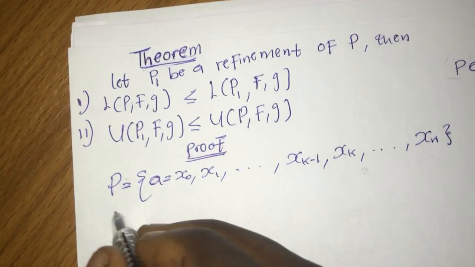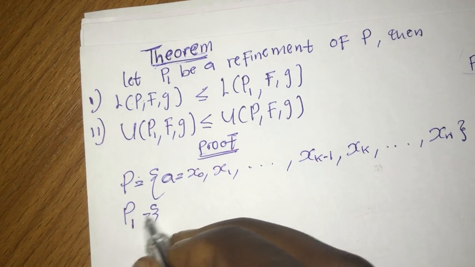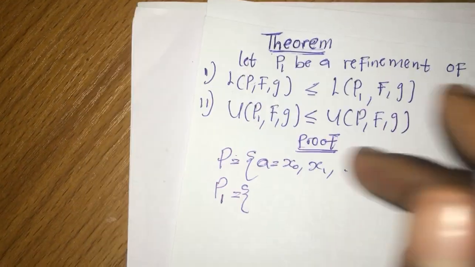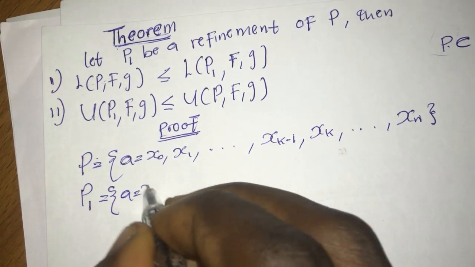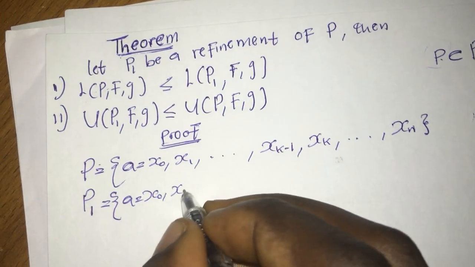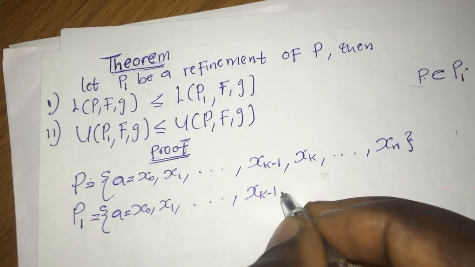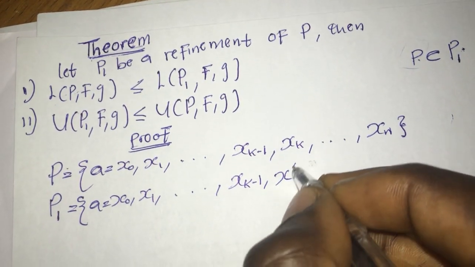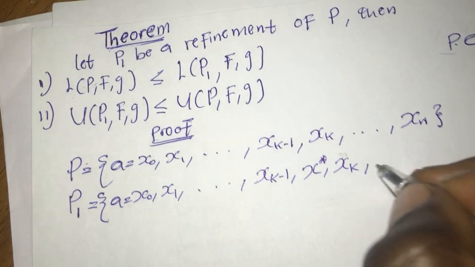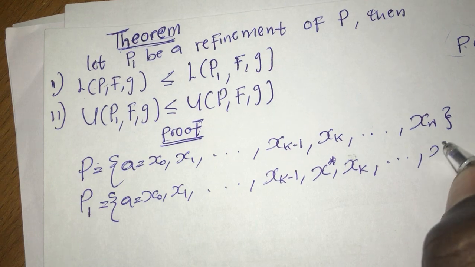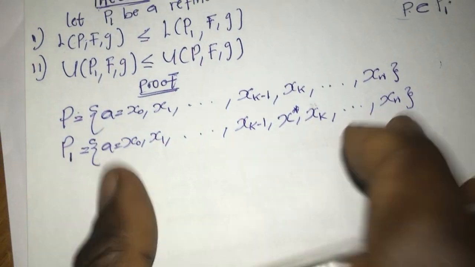Now let's also have the partition P1. P is contained in P1, that is, every element here will be in P1. So let's have this, dot dot dot up to s_{k-1}. Now in between here, let's put an element here that P does not contain.